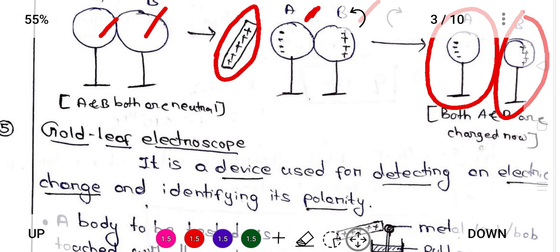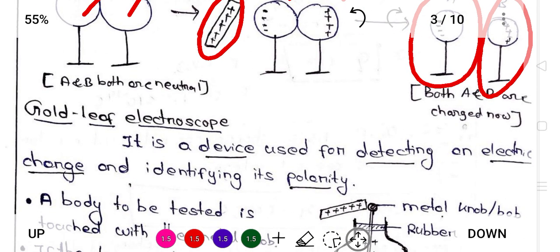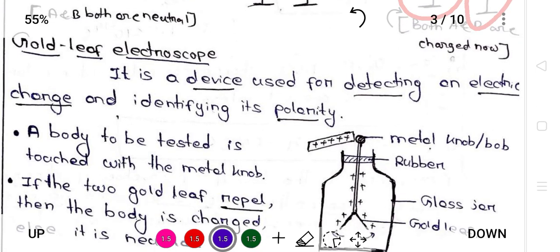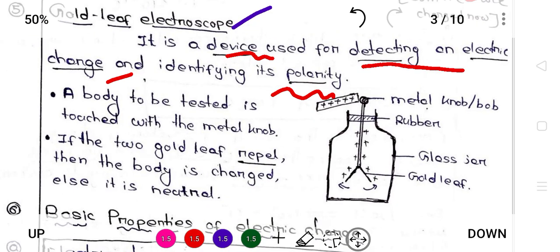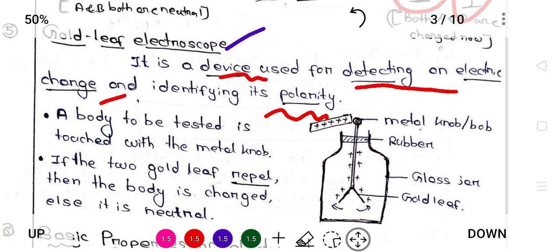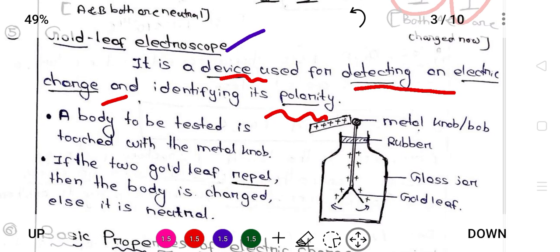Okay, now we want to check whether an object is charged or not, then there is a device, and that is called a gold leaf electroscope. What is a gold leaf electroscope? It is a device used for detecting an electric charge and identifying its polarity. Means by using this device you can know whether an object is charged or not, or whether it is positively charged or negatively charged. Okay, so let's see the diagram.